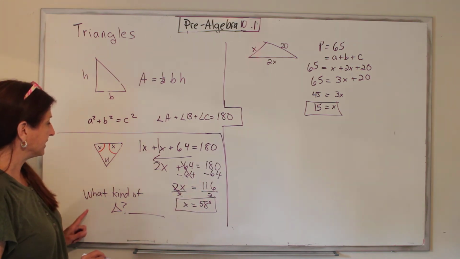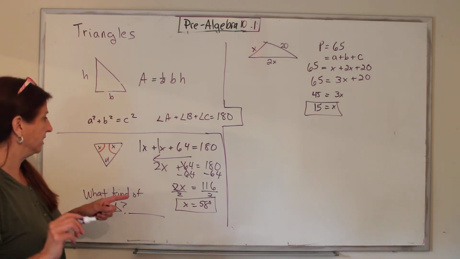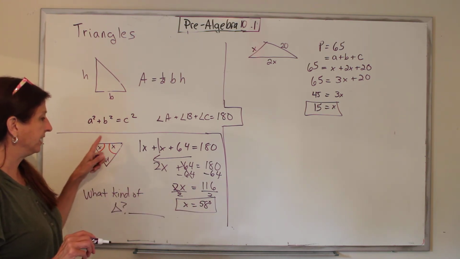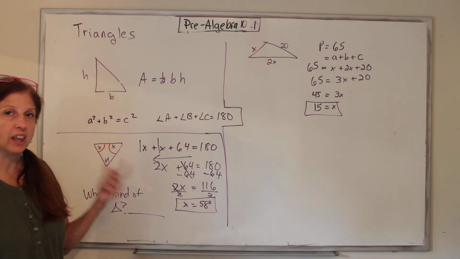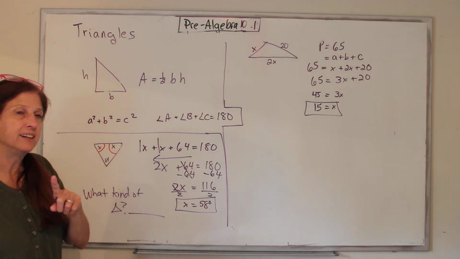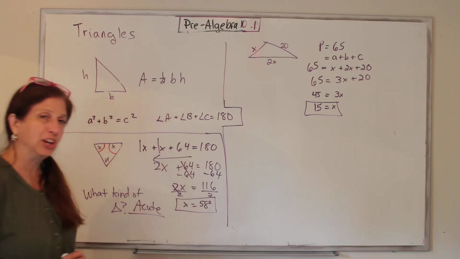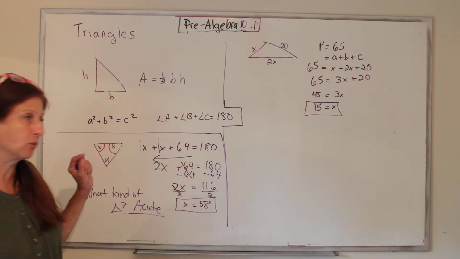Now, the last thing they asked is, what kind of triangle is it? Well, if you notice, each angle, 58, 58, and 64, is less than 90. So what is it? It's an acute triangle. Aw, isn't it cute? Look at that little triangle, it's so cute.